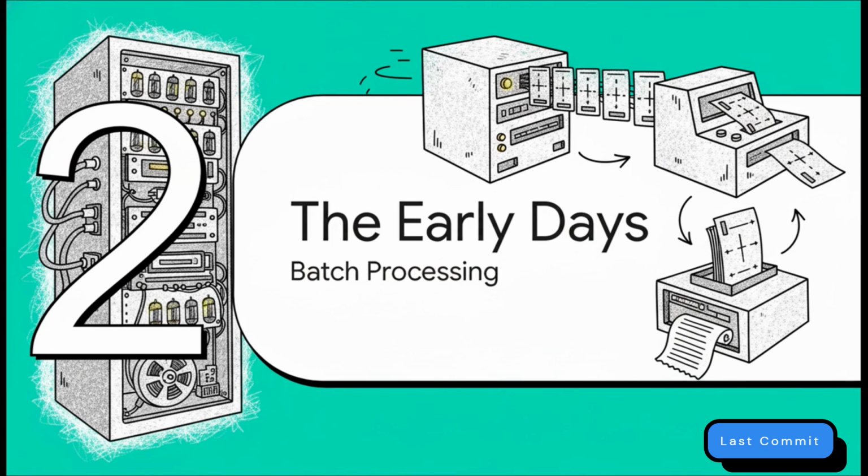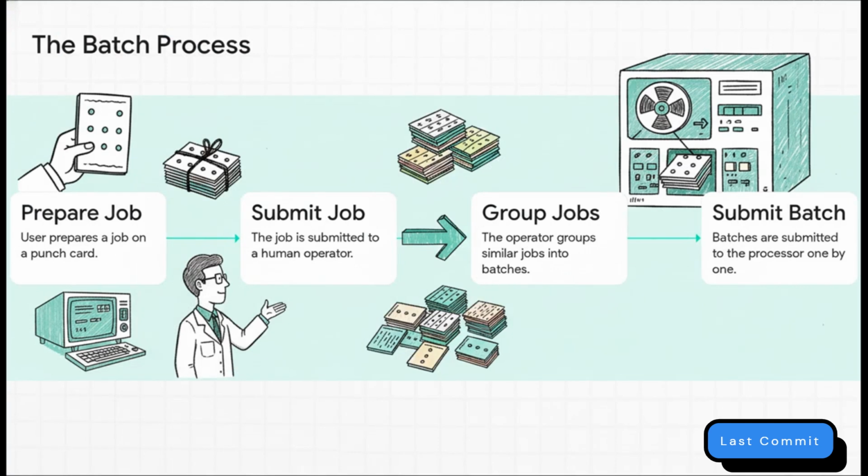The very first operating systems were designed to solve a pretty basic problem. How do we efficiently feed jobs to these giant calculators without wasting time? The answer they came up with was something called batch processing. It worked like this. You'd get your job all ready on a punch card, then you'd physically hand it to a human operator. That operator would then collect a bunch of similar jobs, group them into a batch, and then feed that whole stack to the computer at once. It was slow, and you had zero direct interaction with your program while it was running. You just had to wait and hope for the best.